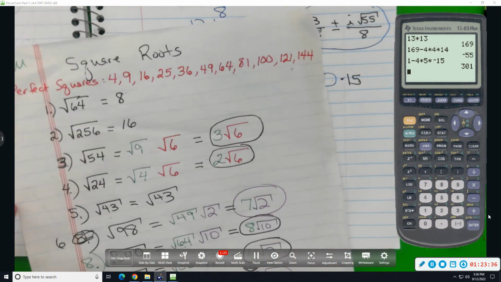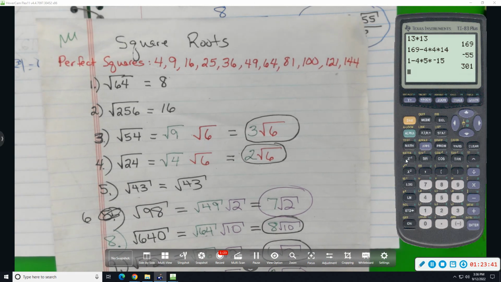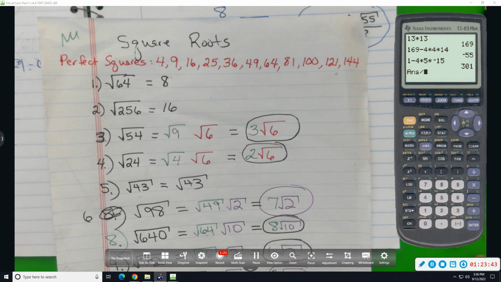Can that be simplified? We'll look at our list of perfect squares. Well, I'll start with, I'm sure 144 doesn't divide into it. Neither does 121. Neither does 100. That's going to give a decimal. Is there a perfect square that divides evenly into it? I think 301 is a prime number.